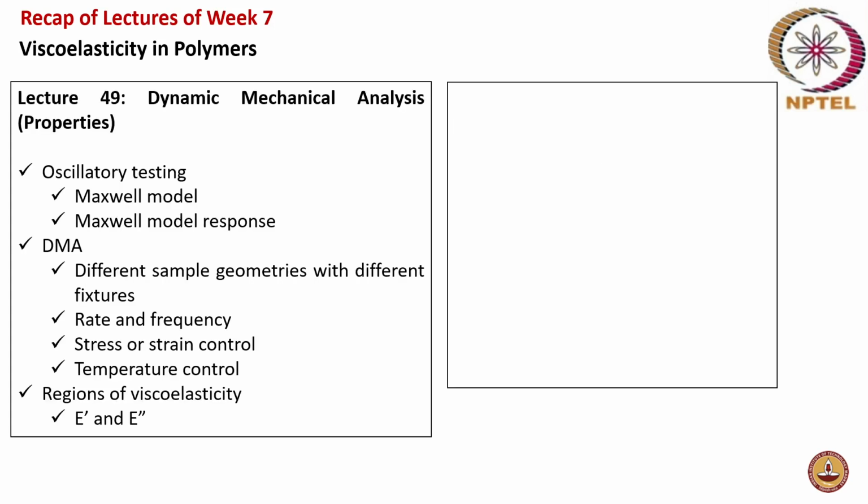Lecture 49 was on dynamic mechanical analysis. So, this was a property based lecture. Oscillatory testing, and there was a discussion on the Maxwell model and its response for oscillatory testing. And then there was a detailed discussion on DMA. So, different sample geometries with different fixtures. How are rate and frequency important? And then stress or strain control, temperature control in DMA. So, these were discussed. And then the region of viscoelasticity, especially a discussion on your storage and loss modulus.